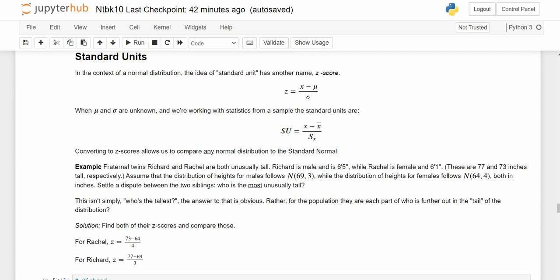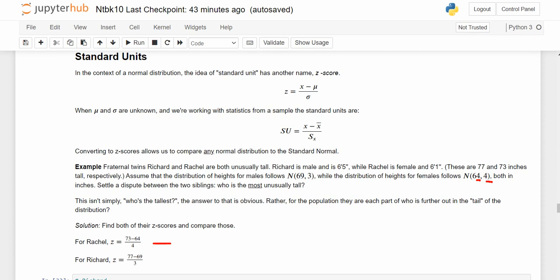And then who is the tallest compared to their biological sex, compared to their distribution? Okay, so we can find their z-scores, and you see the calculations right here. And this is for Rachel, right? So she is 73 inches tall. 6'1" is 73. She's 73 minus 64. Why? Because 64 is the mean in her distribution. The difference divided by 4. Why? Because the female sex has a standard deviation of 4 inches.